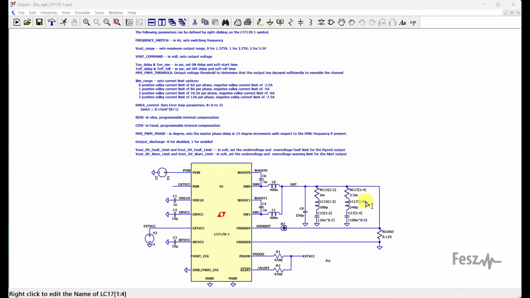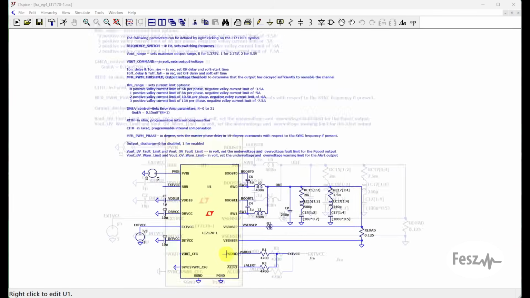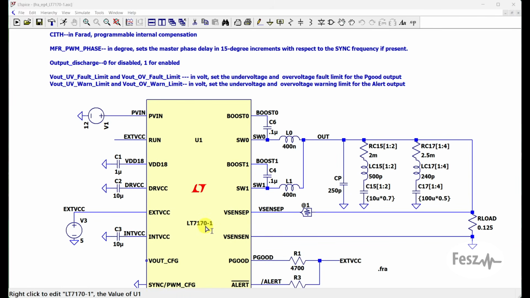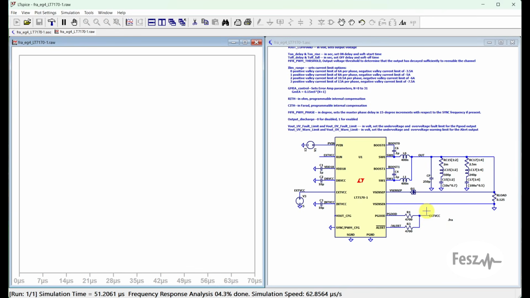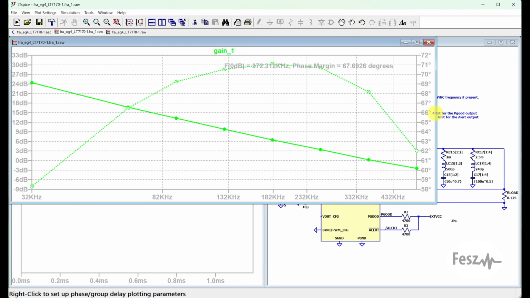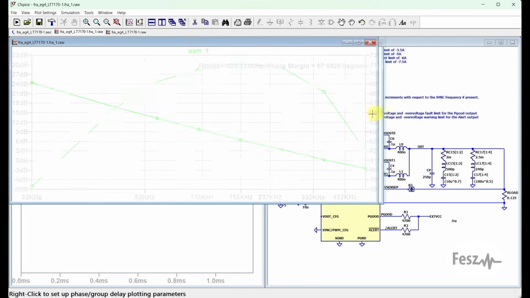Now, the final example I want to look at is one of the default examples the program comes with, and it's built to highlight the loop response of the LT7170. So the FRA probe is placed in the feedback loop. And well, if we run the simulation, the results are plotted instantly as the simulation is finished.